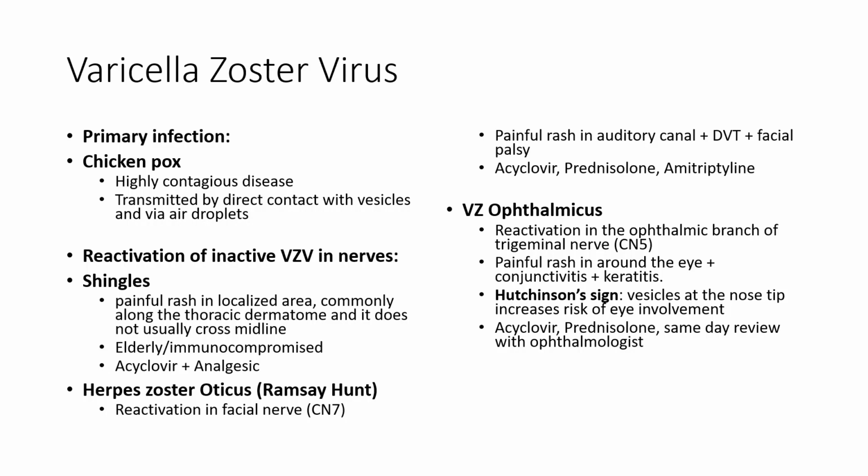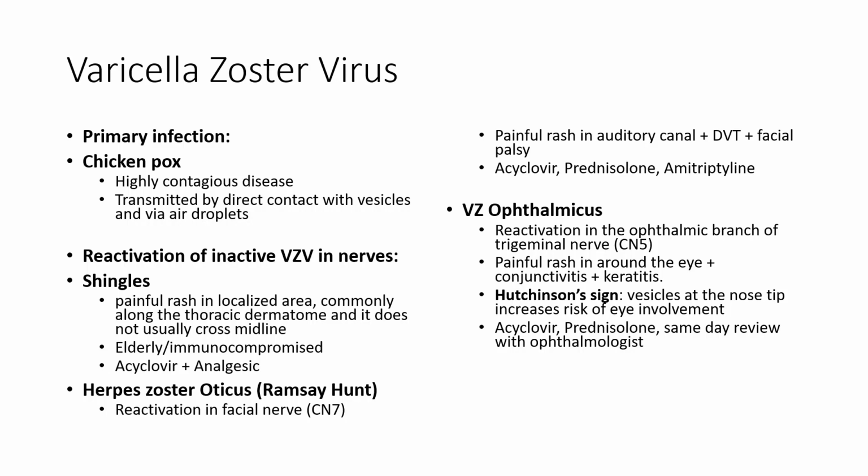In shingles, there is a painful rash that can occur anywhere in the body, but commonly in the thoracic dermatome. Whereas in herpes zoster oticus, we have reactivation of the varicella zoster virus in the facial nerve, causing painful rash in the auditory canal, loss of hearing, vertigo, tinnitus, and facial nerve palsy.